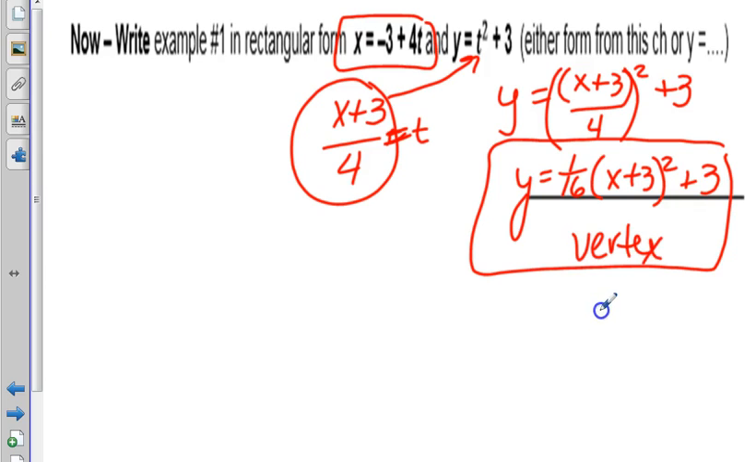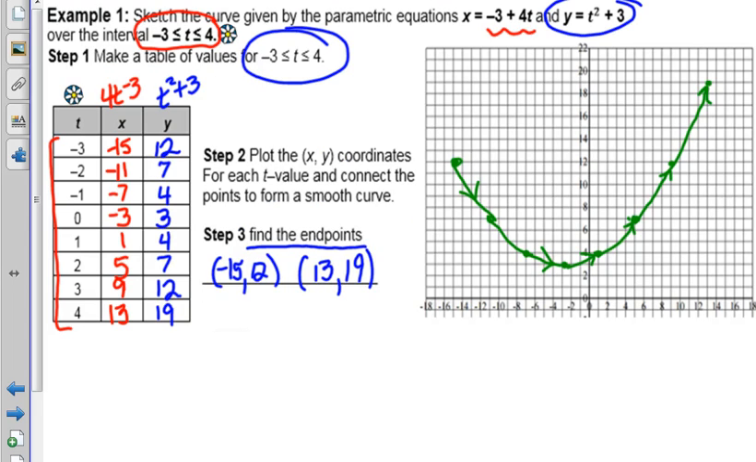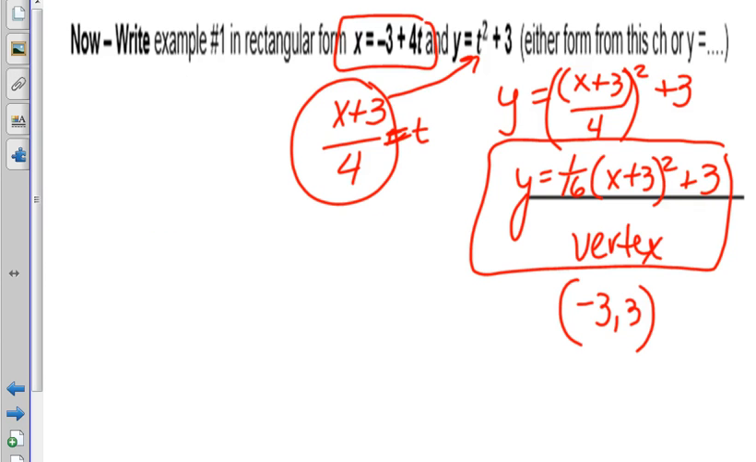Remember vertex form from the beginning of the year? Where's the vertex? What's h, k? Right? h, k is negative 3, 3. Can you just go back to our picture for a second? Did this look like the vertex was maybe at negative 3, 3? Okay. So we found the equation of this green parabola when we eliminated the t. Here.